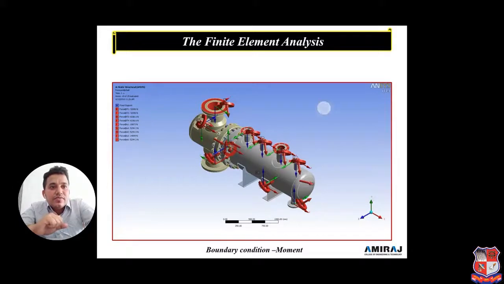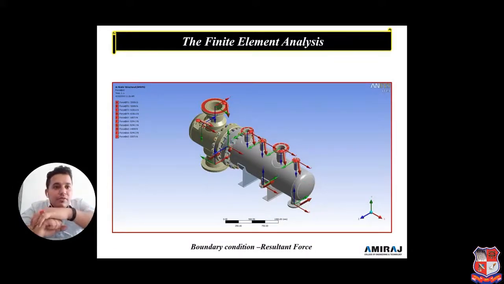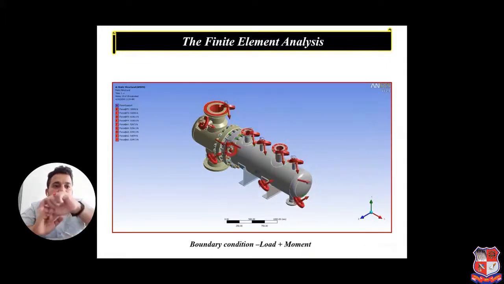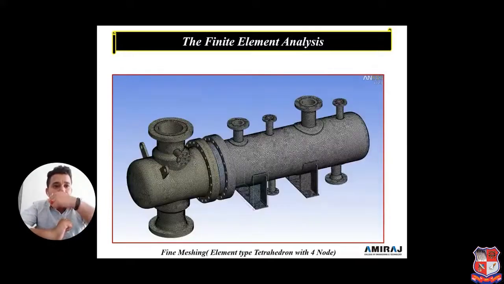Next, the boundary condition is the resultant force. What do we mean by the resultant force? You can observe this arrow, there is no moment. This is the resultant force due to the load. Then we can combine them into the final boundary condition of load plus moment. So this is what we apply in pre-analysis. Up to the end, we have to do this for the finite element analysis.